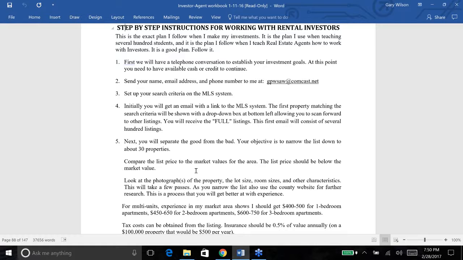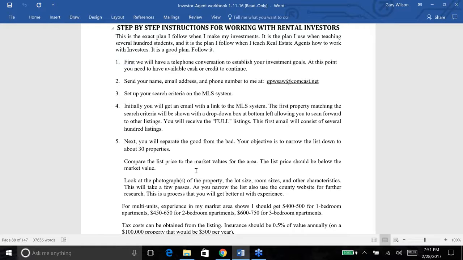Matter of fact, some MLS systems actually require that, believe it or not. Okay, regardless of where you get that value from, what you're going to do in this first step is compare the asking price for the property to what you believe is the fair market value for those types of properties in that area. And if that list price is higher, you're not going to look at it any further. You're literally going to discard it.